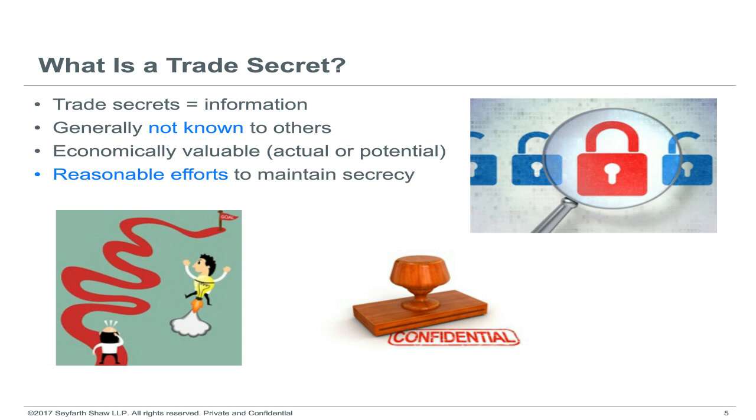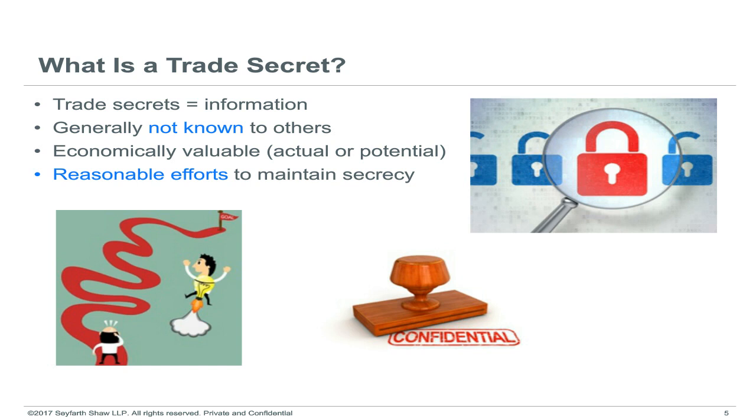So the building block is really to understand, well, what is a trade secret when you're doing that identification process? Often, to establish you have a trade secret, it's obviously information. It can't be generally known to others. It must be actually economically valuable, actual or potential. And then the key thing is you could have all three of those elements of a trade secret, but if the company doesn't have reasonable efforts in place to maintain the secrecy, then your trade secret will not exist.